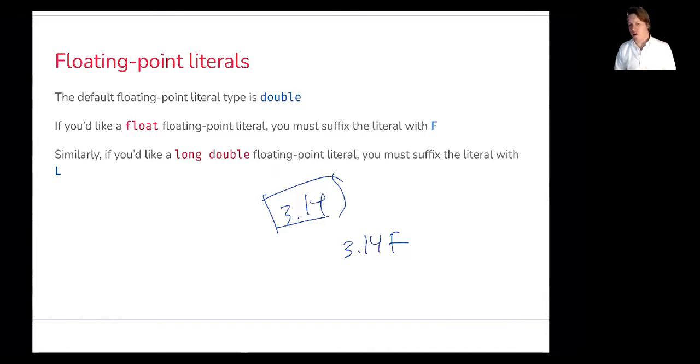Likewise, if you'd like a long double floating point value, and this is going in the other direction, you might have a literal that couldn't necessarily fit in just the plain old double. So there'd be some truncation going on. So if we wanted to say that, hey, the literal we have here is indeed meant to be a long double, we just go ahead and suffix that with L to denote that.